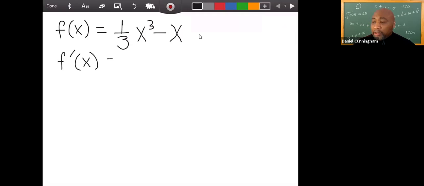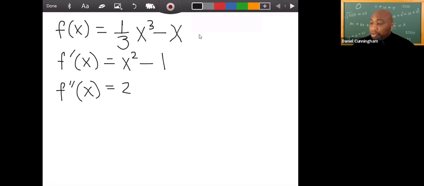The first derivative of this will be x squared minus 1. That's our first derivative. Then we find the second derivative. How do we find that? We look at the first derivative and take the derivative of that. This will give me 2x.